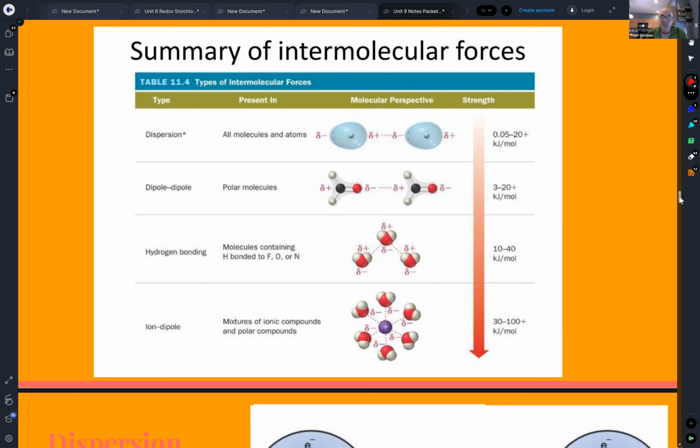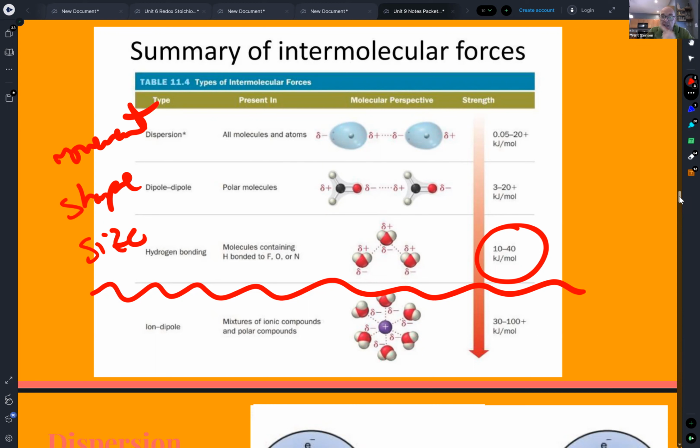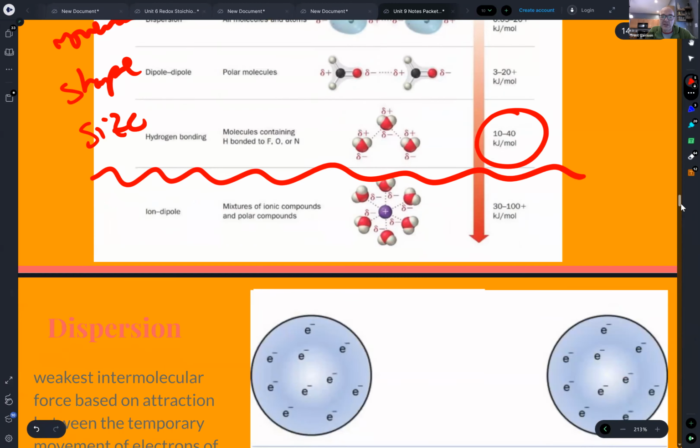So we're going to focus on the top half up here. We're going to focus on the hydrogen bond being the strongest, and then the dipole-dipole. And the dipole-dipole is an attractive force between two molecules that has mostly to do with shape. This one has mostly to do with size. And then finally, the dispersion forces have to do with the movement of electrons. So we'll get into those individually right now.